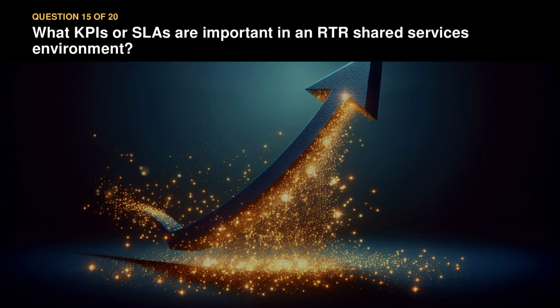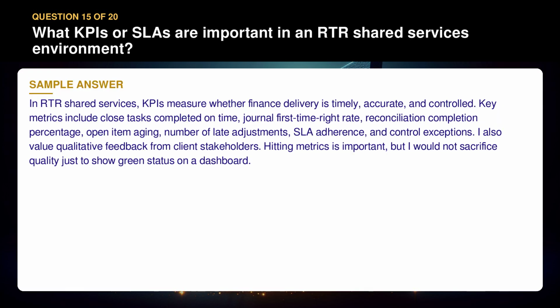Question 15. What KPIs or SLAs are important in an RTR shared services environment? In RTR shared services, KPIs measure whether finance delivery is timely, accurate, and controlled. Key metrics include close tasks completed on time, journal first-time write rate, reconciliation completion percentage, open item aging, number of late adjustments, SLA adherence, and control exceptions. I also value qualitative feedback from client stakeholders. Hitting metrics is important, but I would not sacrifice quality just to show green status on a dashboard.